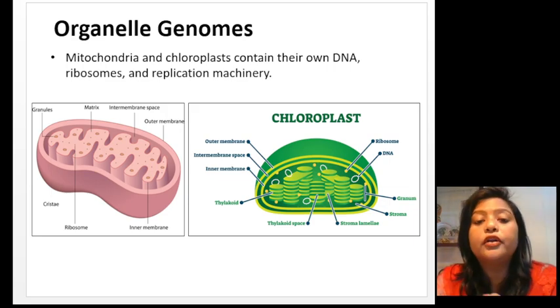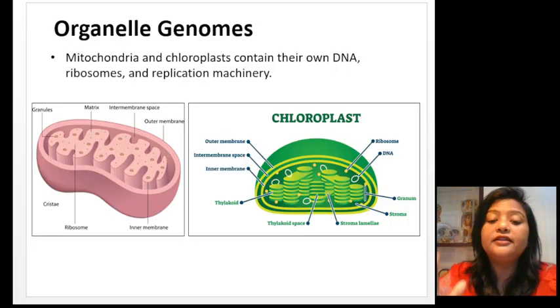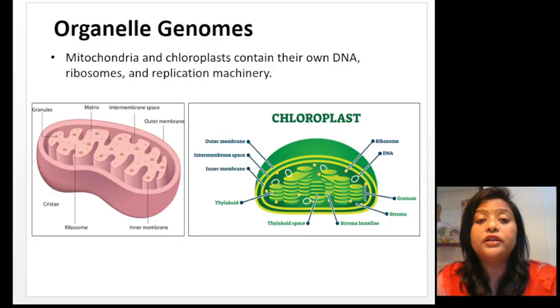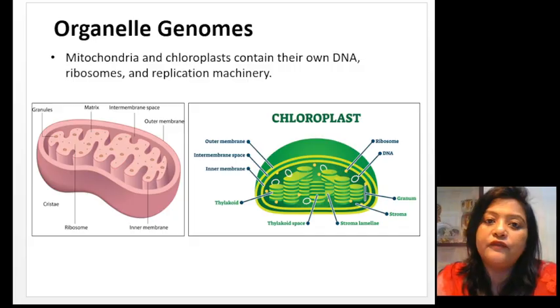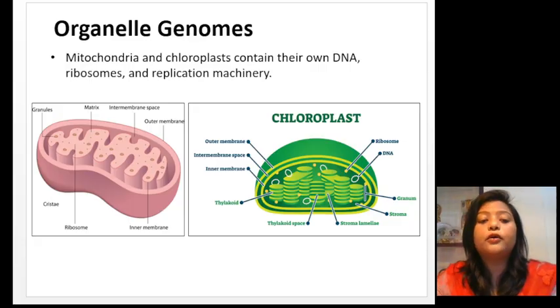Okay, so these two organelles are very special, and these are the organelles which we'll talk about today: their genomes, their inheritance pattern and everything. Also, what happens when there is a mutation occurring here. If you see the diagram here, we can talk about the structure.